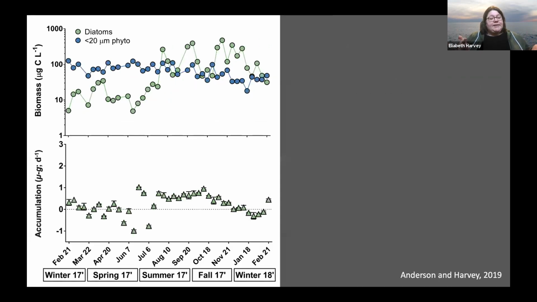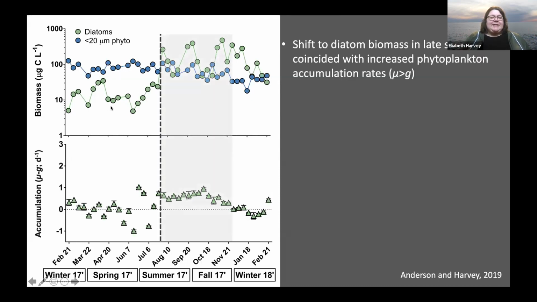And what we saw was that the accumulation rate switch happened right around the time where we had this biomass switch. So here's another way of looking at how the biomass changed over time in the estuary. You have your smaller phytoplankton here in blue, and these are just the diatoms plotted here in green. And so if you draw a line down, you have this shift from a smaller phytoplankton dominated community to a diatom dominated community right around the time where you had a shift in net accumulation, right?